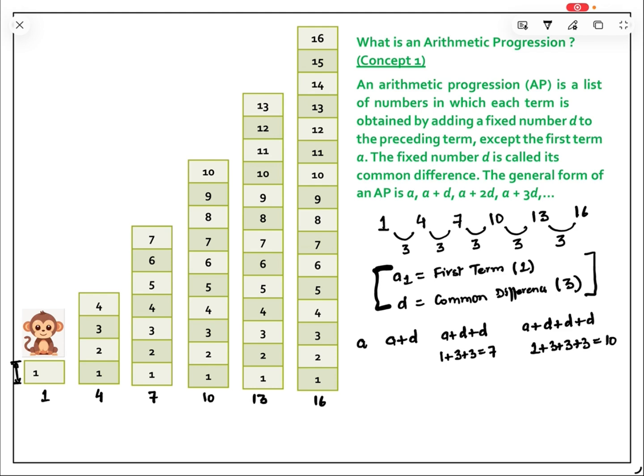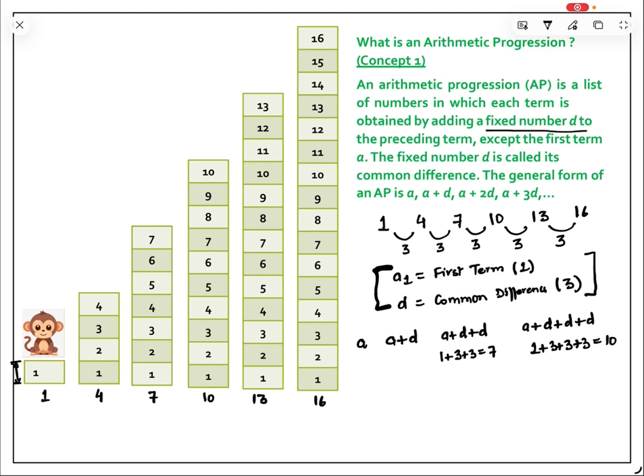So this is basically the definition of an arithmetic progression, where we say that it is a series of numbers where every subsequent term can be found by adding a fixed number to the current term. The fixed number is the important part here.